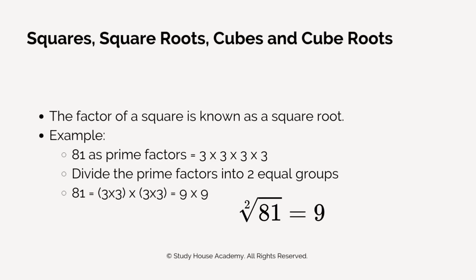The factor of a square is known as a square root. For example, 81 in prime factors is equal to 3 times 3 times 3 times 3. When we divide the prime factors into two equal groups, we get 81 equals bracket 3 times 3 bracket times bracket 3 times 3 bracket, which is equal to 9 times 9.